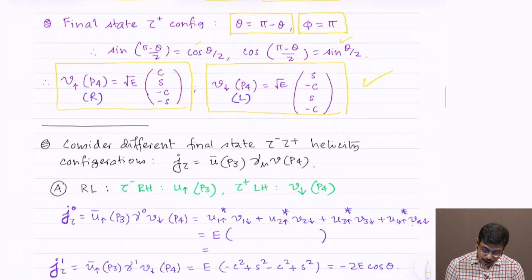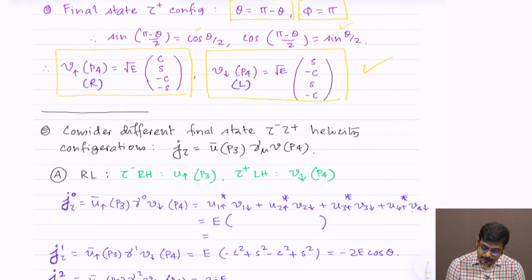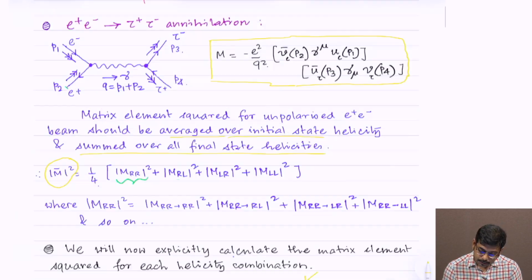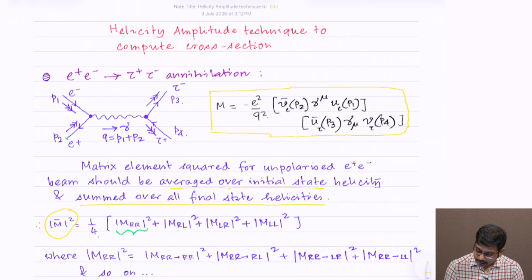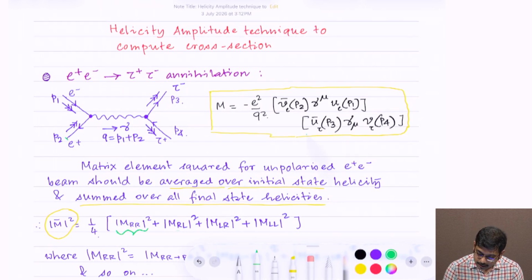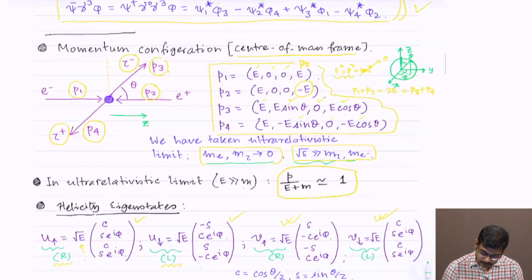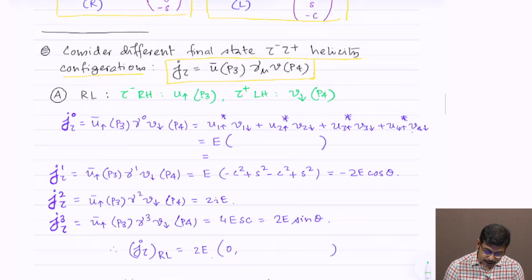So, for example, what was the final state tau plus tau minus helicity configurations we want to first find out, and what was the current? The current was essentially u bar P3 gamma mu V P4. Let us actually confirm this once more. This is the tau current, right. So, this is the tau current that we have. So, this is u bar P3 gamma mu V P4. So, let us come back to this. So, let us try to find the RL configuration first, okay.